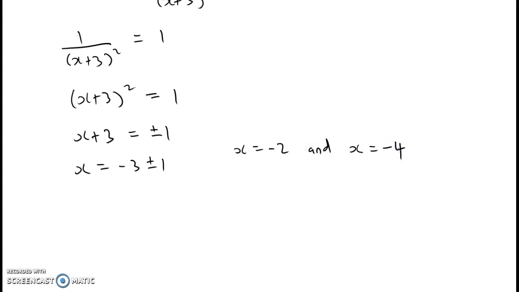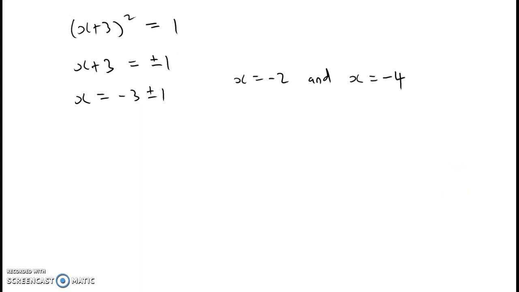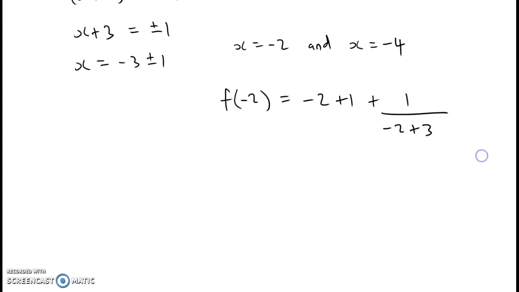So those are the x coordinates of the stationary points, but to determine the actual stationary points, we'll sub those values into our original function. So f of minus 2, I'll just go straight ahead and substitute it in, will give us minus 2 plus 1 over minus 2 plus 3. That'll give us 0. So we've got a stationary point at (-2, 0).